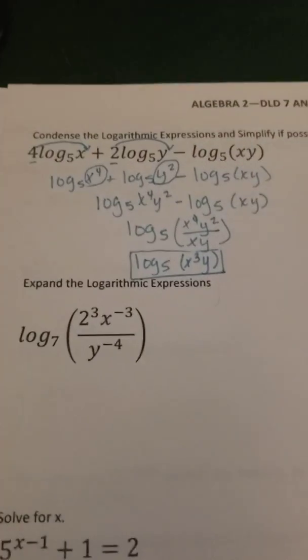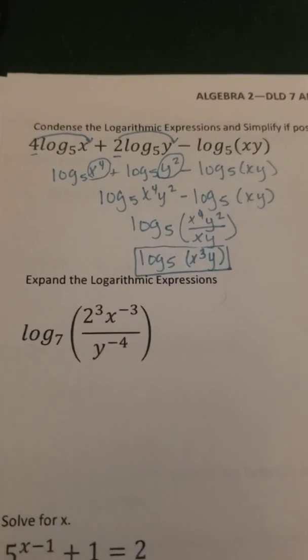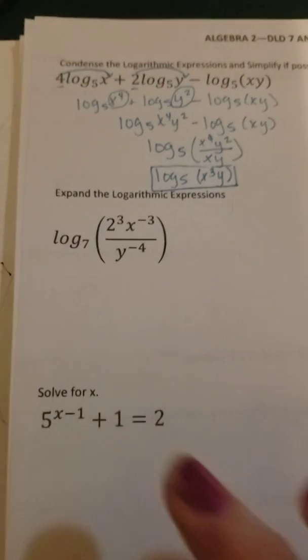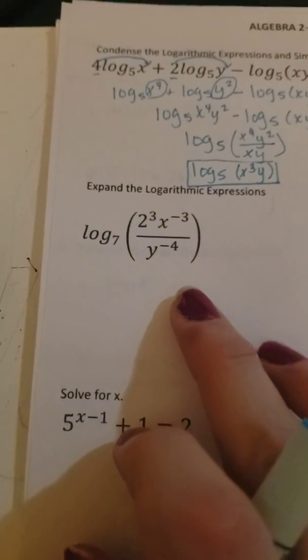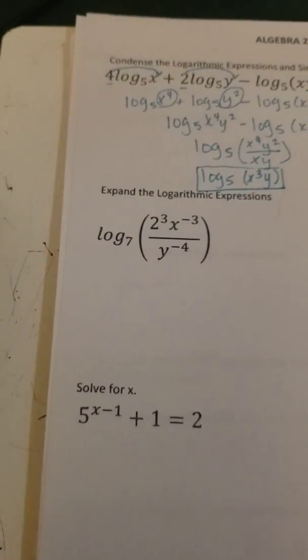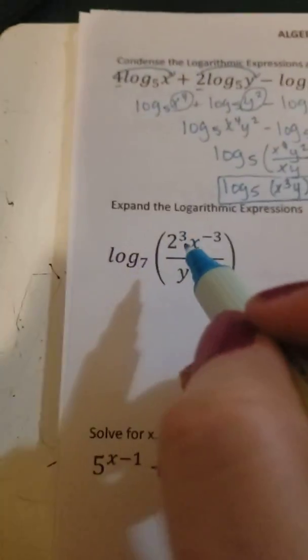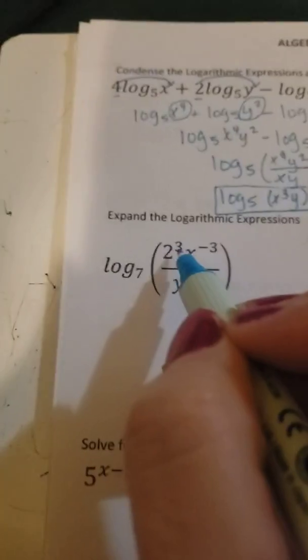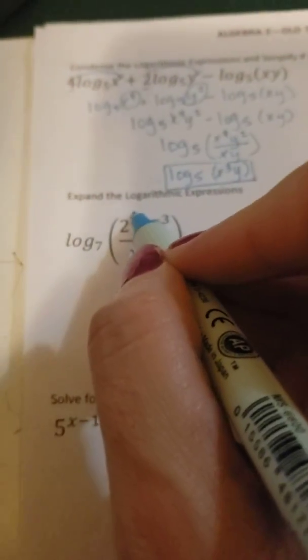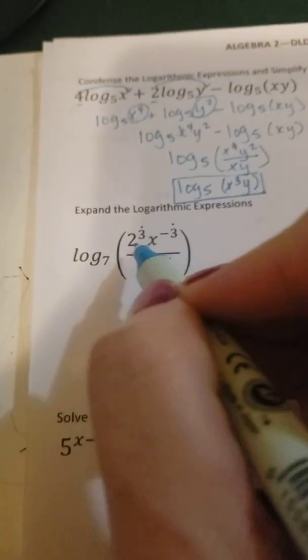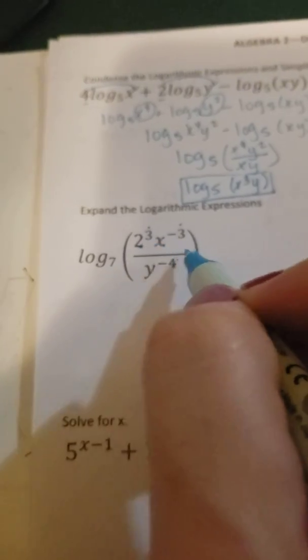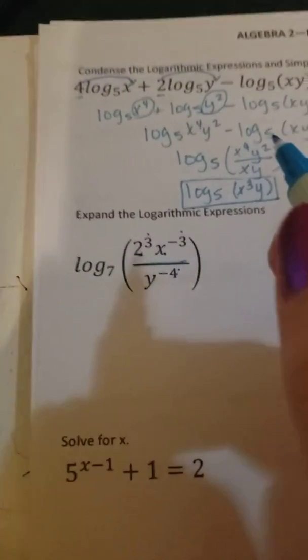Okay, so here we were condensing, making these smaller. Down here we're going to make our logarithmic expressions longer. We're going to expand them. So I'm looking for everything that's happening here. I see several exponents, I see multiplication, and I see division. So I'm going to start with the multiplication and division.